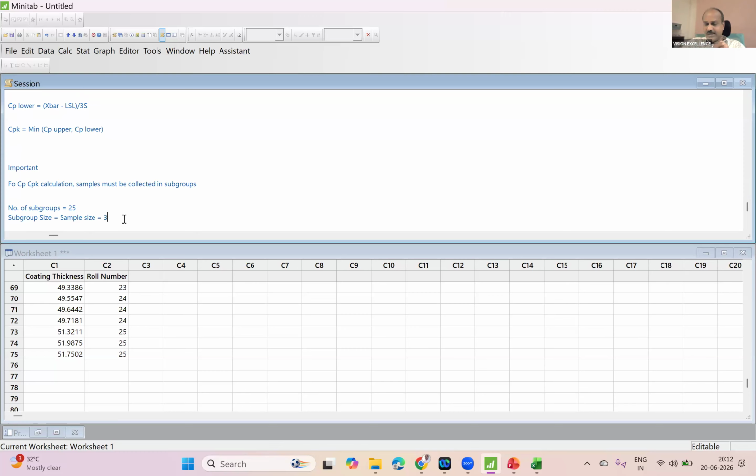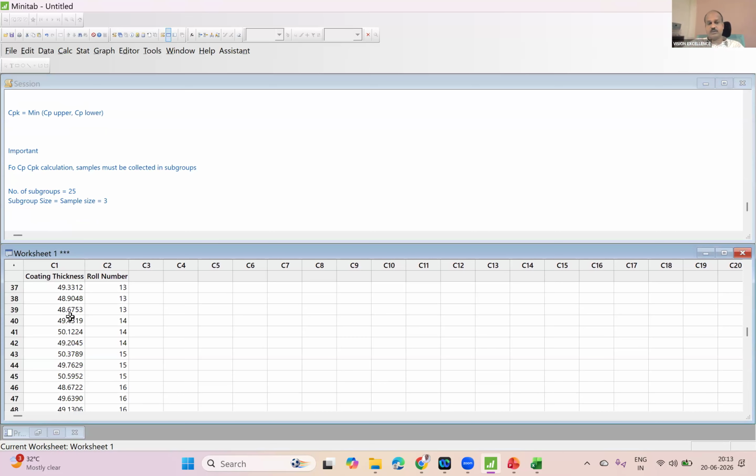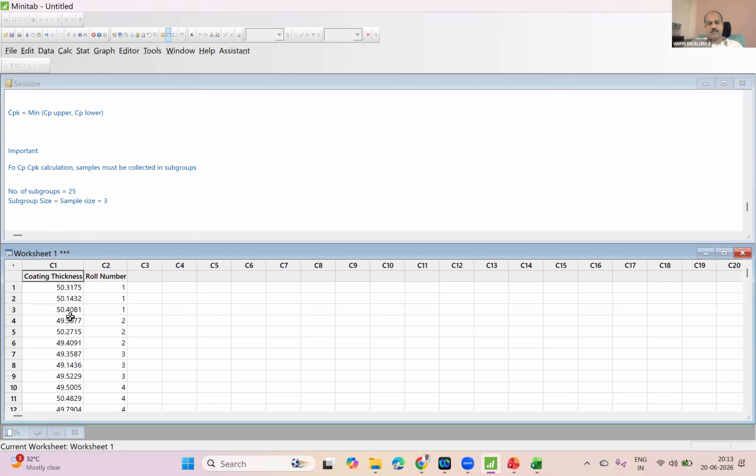You have to plan your data collection, spread your data collection in a proper way, so that you can get a realistic CP/CPK value. And between every sample or every group, there must be a time gap. You shouldn't be collecting all the samples continuously. If you collect all the samples continuously, then you will not be able to calculate CP/CPK. So these are requirements. Please keep it in mind. That's how, 25 subgroups, each subgroup having 3 samples, the data is recorded.